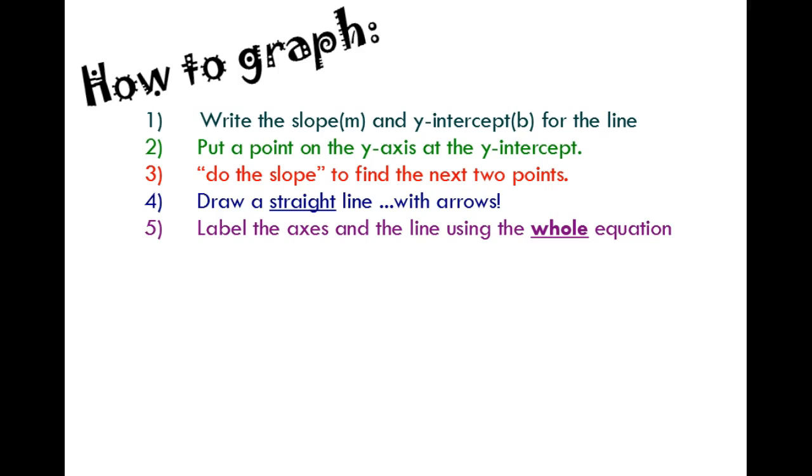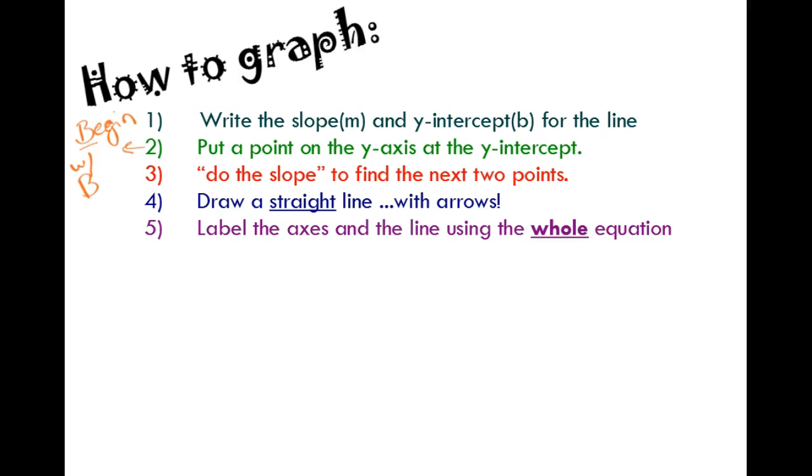The second thing you're going to do is you're going to put a point on the y-axis at the y-intercept. We always start with the y-axis. I have a little saying, well, I guess I don't know how I would spell what I said, but begin with b. I was going to write b-gin, but that would be silly. And then 3, do the slope to find the next 2 points. We'll explain that. It is not a new dance craze, unless you want it to be. I'd love to see video of it.